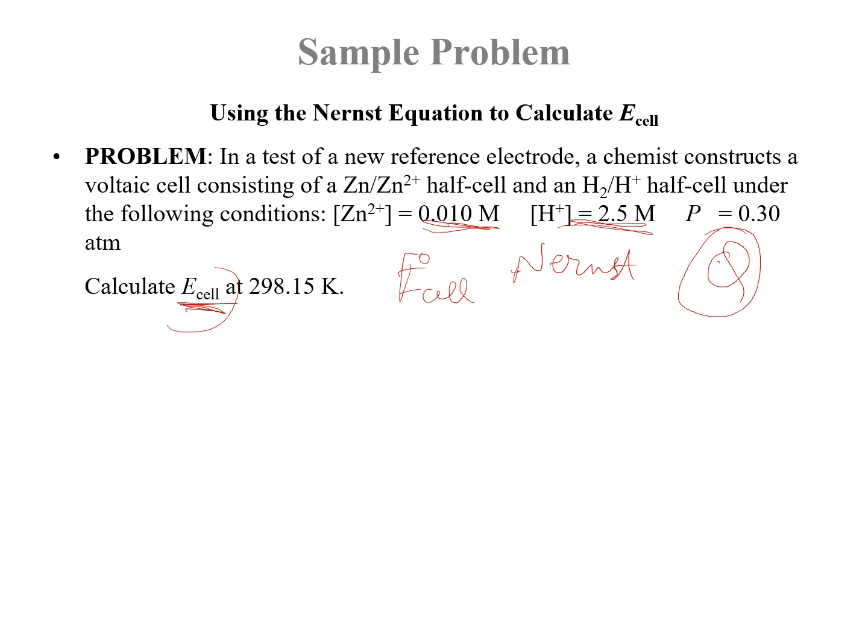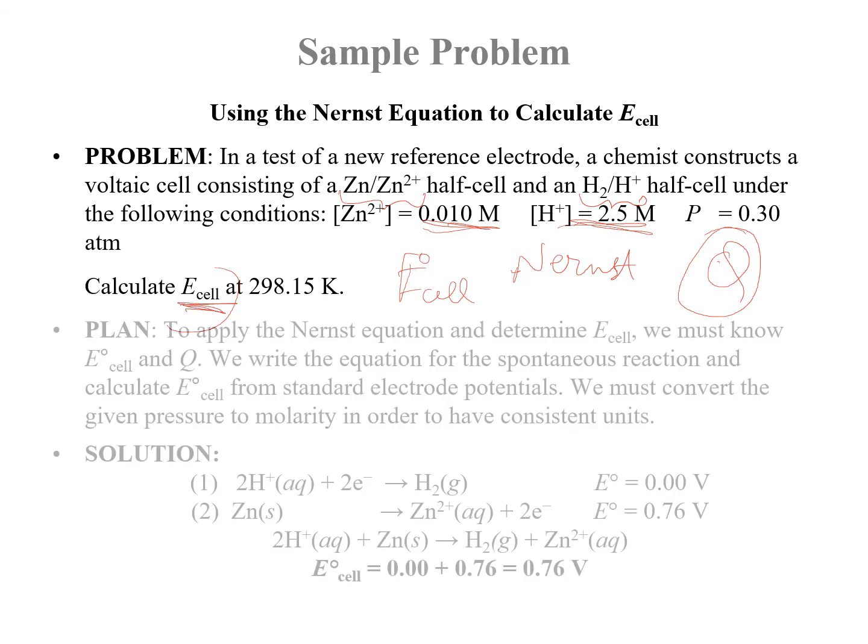Okay, so there are two half cells. The question tells us there is zinc and zinc 2 plus, and there's hydrogen and proton. So first thing, we have to go into our chart of reduction potential and find out which direction the reaction is going to happen. If you go to your chart, you can from there figure out what is the E naught of the cell.